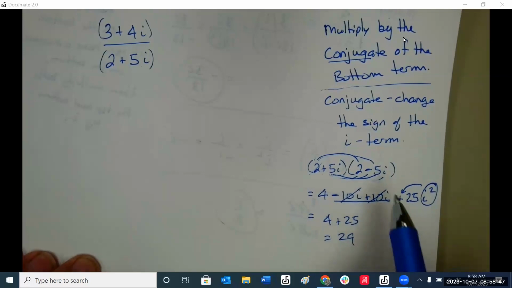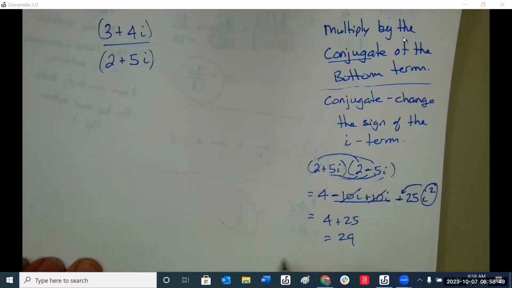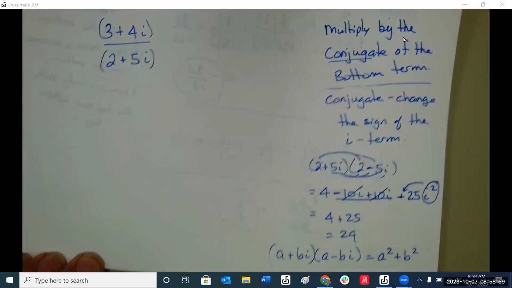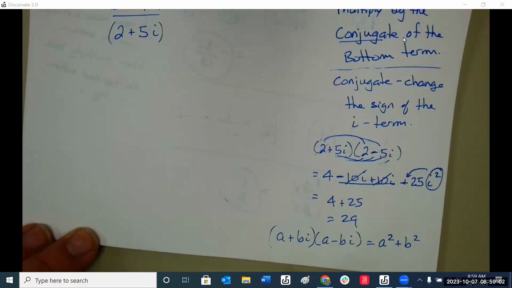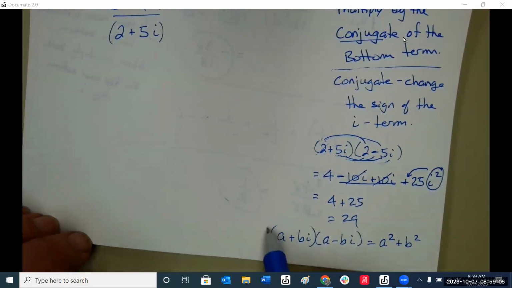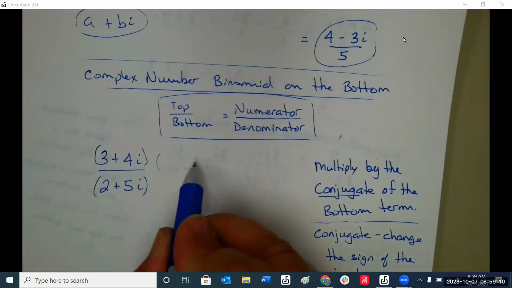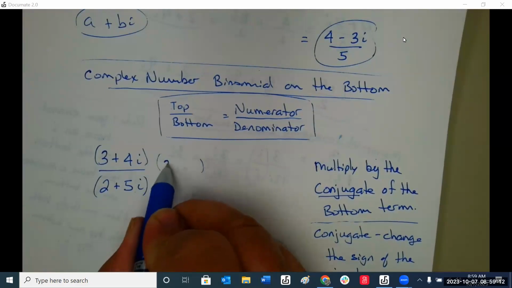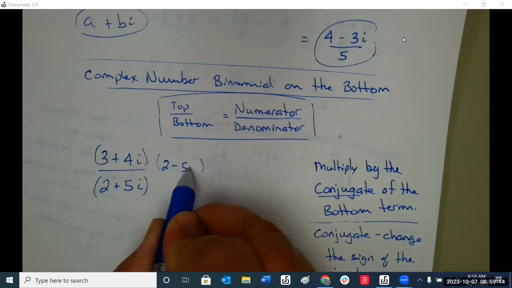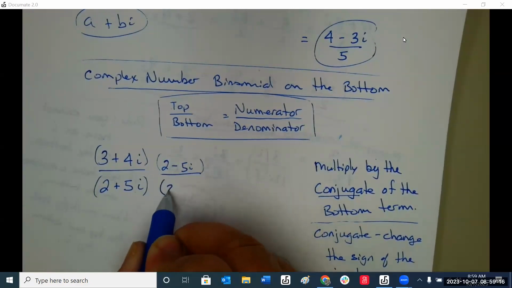So basically, it's always going to do that. If you have a plus bi times a minus bi, it's always going to be a squared plus b squared, because the I times I middle term will always cancel. So here, since we have a denominator that's a complex number, we have to multiply top and bottom by the conjugate.